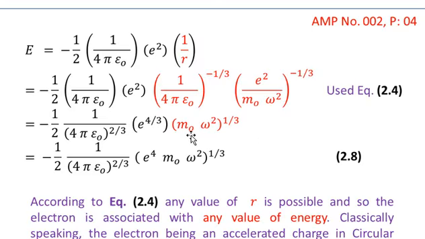After simplification, these are the simplification steps, and the final result is: total energy is equal to minus half times 1 over 4 pi epsilon naught raised to the power 2 by 3, and E square m naught omega square raised to the power 1 over 3, as shown in equation number 2.8. So 2.8 gives you the total energy of the electron.